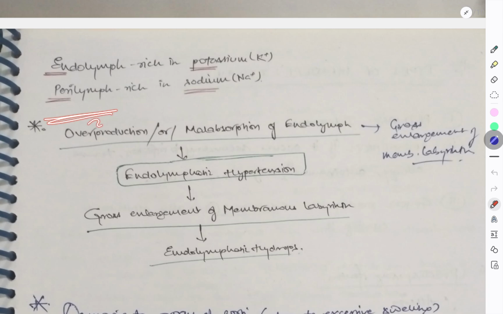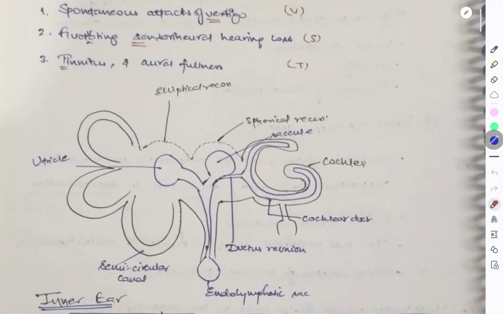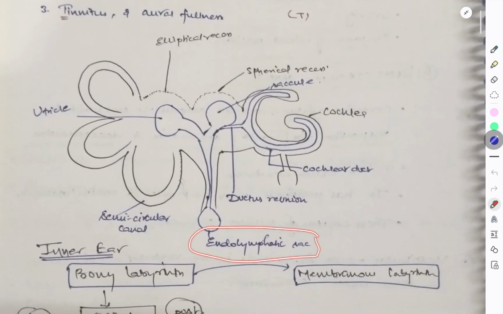Coming to the pathophysiology of Meniere's disease, the first thing is overproduction or malabsorption of endolymph. If it is produced more and not absorbed properly, it causes enlargement of the membranous labyrinth. Because of this we have endolymphatic hypertension, and there is gross enlargement of the membranous labyrinth, causing endolymphatic hydrops. You can see this diagram here. This endolymphatic sac will become big.